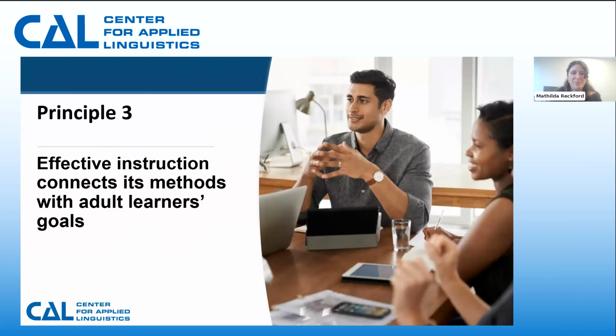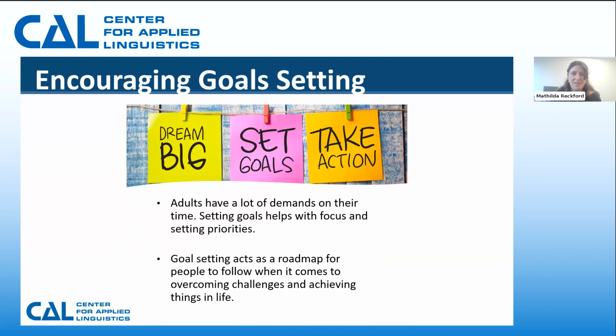Now let's look at principle 3. Effective instruction connects its methods with the adult learner's goals. So we want to encourage students to set clear goals for their language development. As you know, adults have a lot of demands on their time, and it can be difficult to prioritize language learning and practice in the face of needs that feel more pressing. Setting goals can help adults stay focused on the outcome and prioritize the smaller steps to get there.